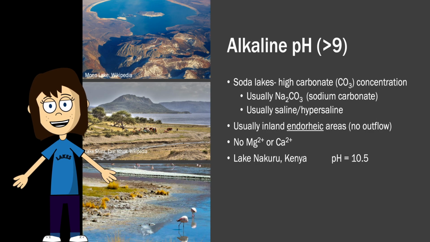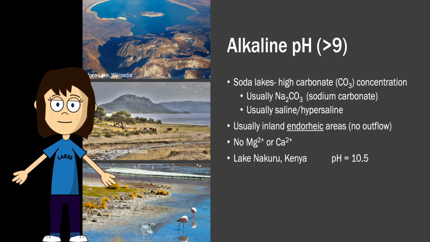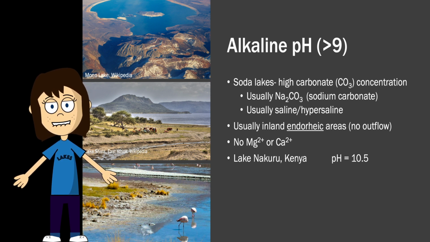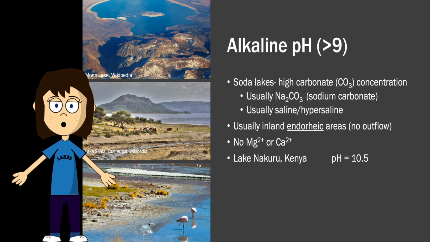Alkaline lakes with a pH greater than 9 also exist, and we call these soda lakes because of their high carbonate concentration. And this is usually sodium carbonate, and the lakes are usually saline or hypersaline. Interestingly, these lakes tend to have very little to no magnesium or calcium, because if they did, the magnesium and calcium would bind with the carbonate and precipitate out carbonate as minerals, thereby lowering the carbonate concentration. Because of the high alkalinity, these lakes tend to have unique organisms that have adapted to life in a high pH environment.